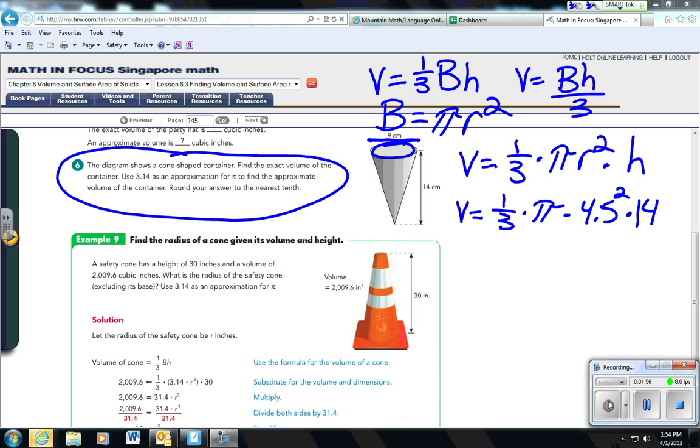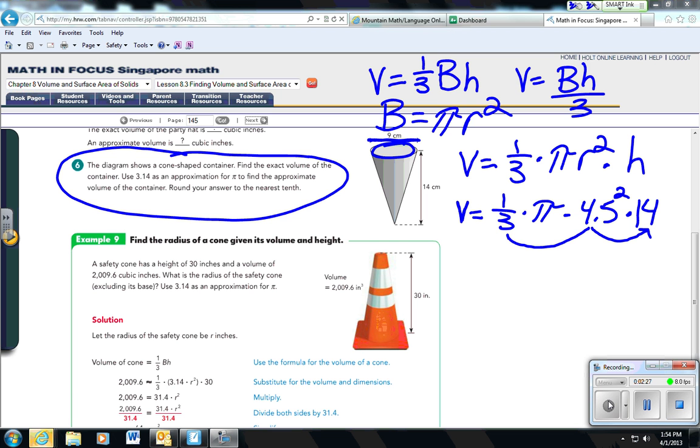Okay, so now that's it. We want to solve for V. V is already by itself. So we multiply everything that we can, but we do not multiply by pi. We don't change it to 3.14. We don't use the pi button. They want the exact, so we don't mess with pi at all. So what you're going to do is multiply 1/3 times the 4.5 squared times the 14. Go ahead and do that in your calculator, and again, leave pi alone.